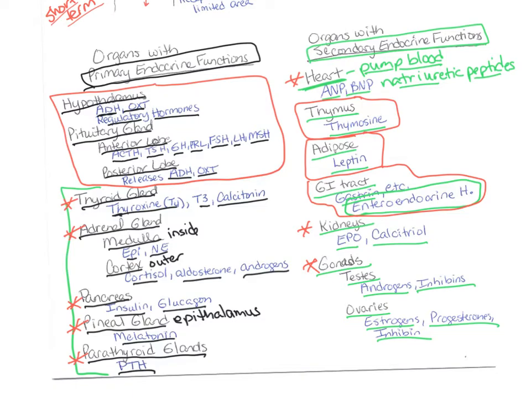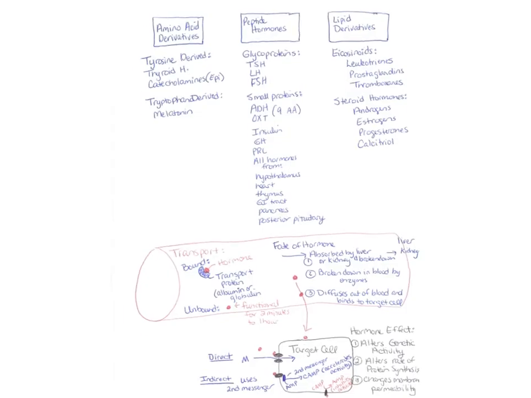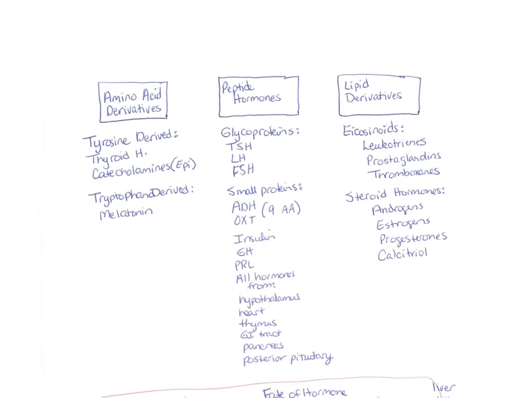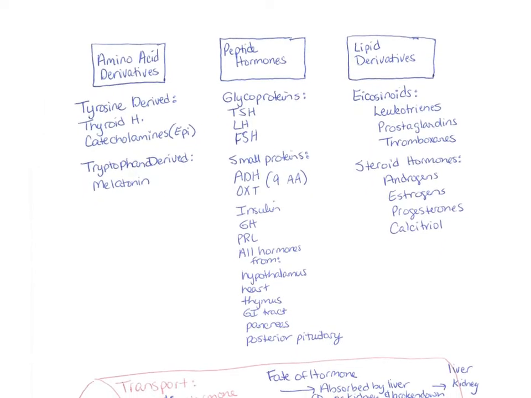So we'll move on to the next slide. The next thing that I want to talk about with these hormones is that there are three classifications, or three groups, of hormones. We have one group that is derived from amino acids. So we say they're amino acid derived. This means that they come from amino acids, and amino acids are very small.